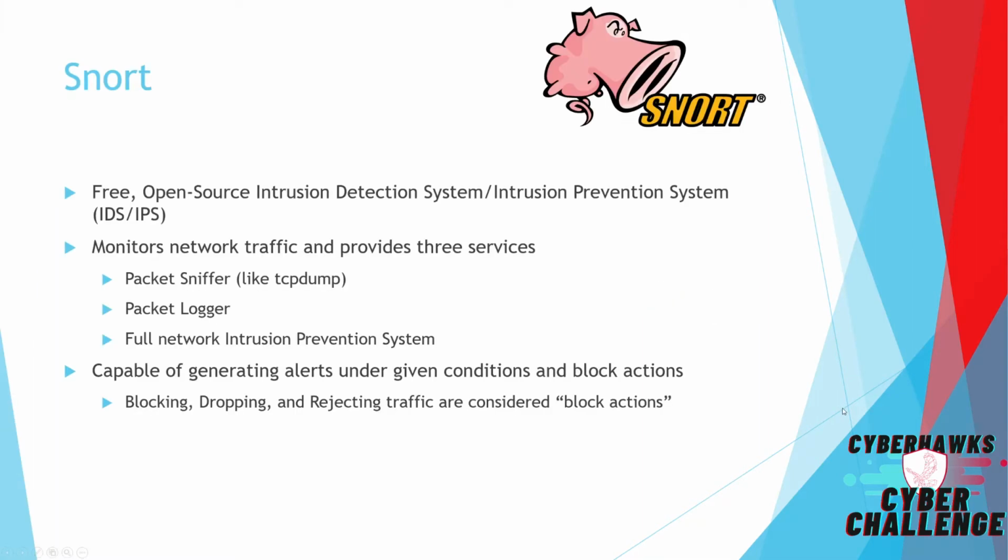So the next tool that we're going to take a look at is known as Snort, and that is a free open source intrusion detection system / intrusion prevention system, depending on how you set it up. It monitors network traffic and provides 3 services: packet sniffing, packet logging, and then can be used again as a full network intrusion prevention system. It uses different sets of rules in order to determine whether it triggers these alerts. And also under these rules, it can take what's known as block actions, which is blocking, dropping, or rejecting traffic that falls within those rule sets.